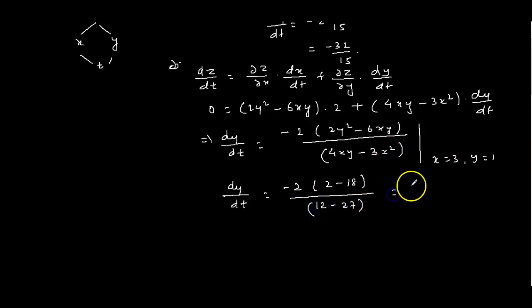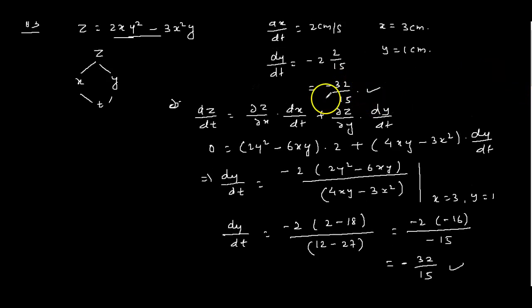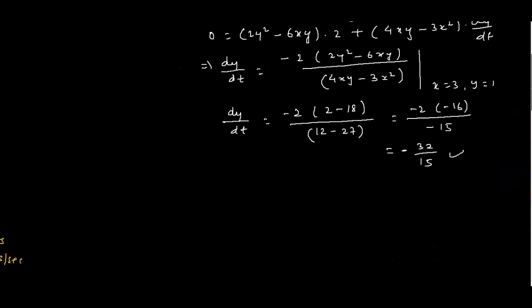So we'll get minus 2 into minus 16 divided by minus 15. So this becomes plus here. This is 32 by 15, and the minus indicates it is decreasing here. So we got the same values for dy by dt. We need to show this: dy by dt is decreasing, and this minus indicates that the dy by dt value is decreasing.